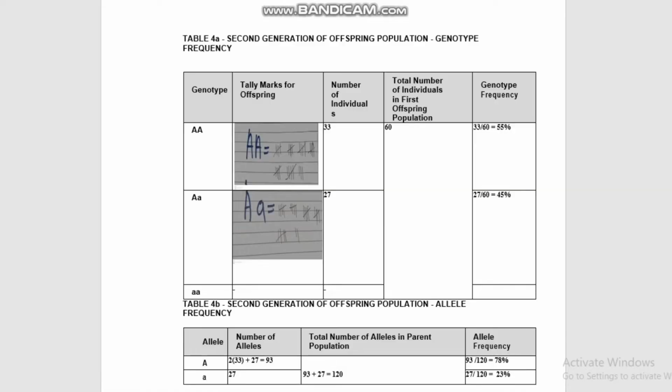So after I do tally mark for offspring, I got the number of individuals for homozygous dominant, which is 33, and heterozygous 27. So the total of individual in first offspring population should be 60 because 33 plus 27 equal to 60, and the genotype frequency.